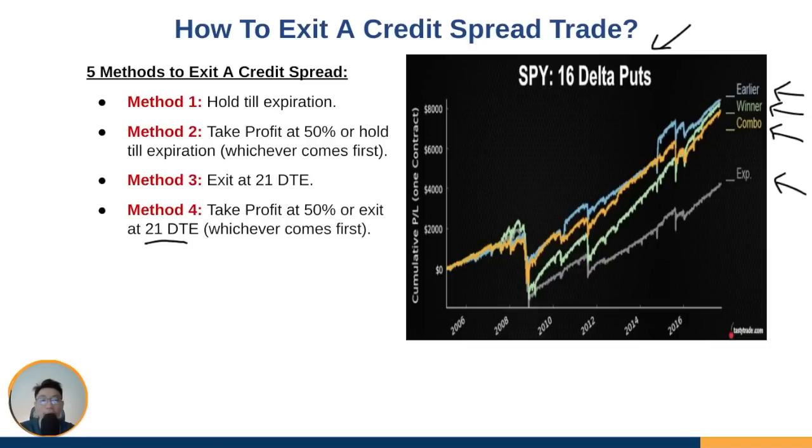So if you were to choose a method for exiting the trade, you definitely want to choose either method 2, 3, or 4. All right.